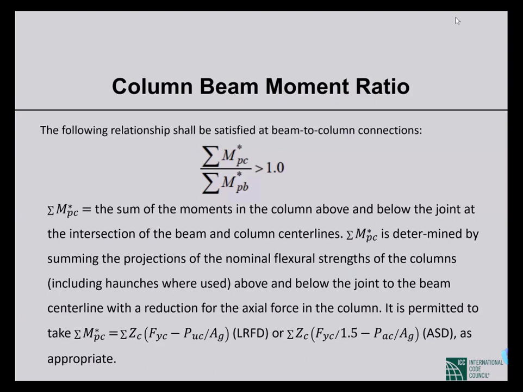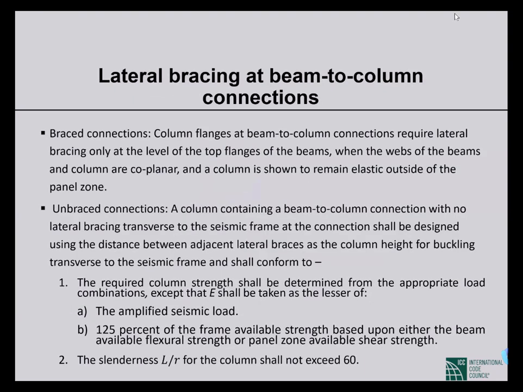Okay, lateral bracing at beam to column connections, braced connections. So we are still talking about moment frames. We are not talking about concentric braced frames or eccentric braced frames. The conditions are completely different for those cases. Those are building frame systems. Braced connections: column flanges at beam to column connections require lateral bracing only at the level of the top flanges of the beams when the webs of the beams and columns are coplanar and the column is shown to remain elastic outside the panel zone.